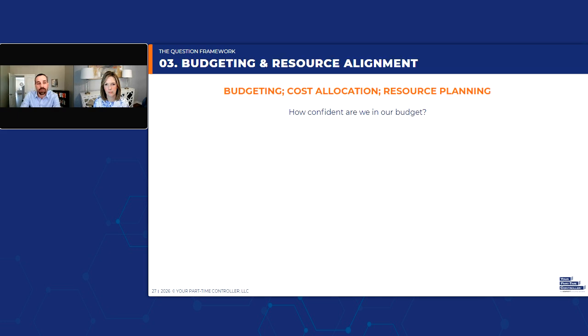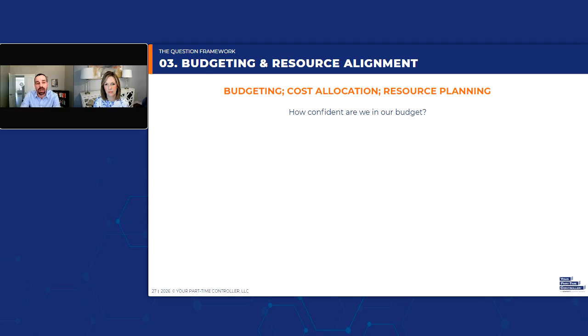So our third area is budgeting and resource alignment. A budget is not just a financial document, it's a plan for how the organization intends to use its resources to advance the mission. Strong budgeting connects program goals, staffing needs, funding realities, and strategic priorities all into one picture.